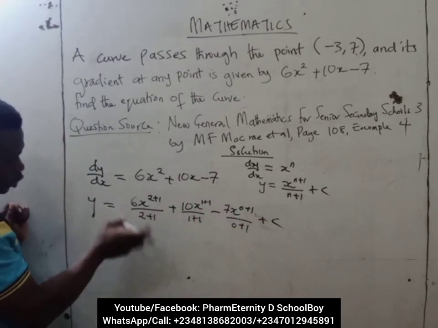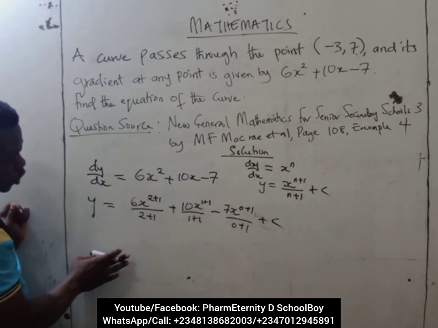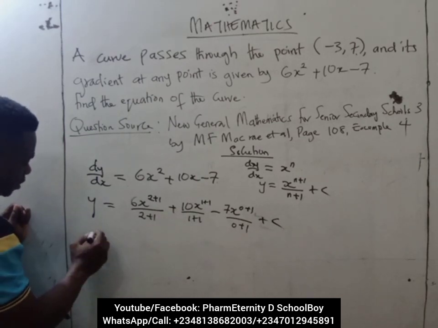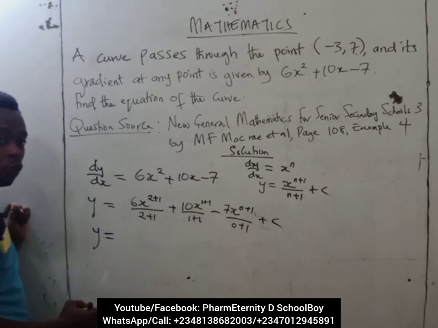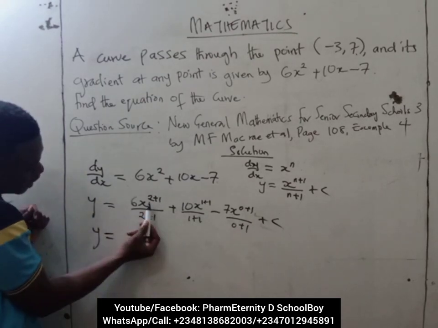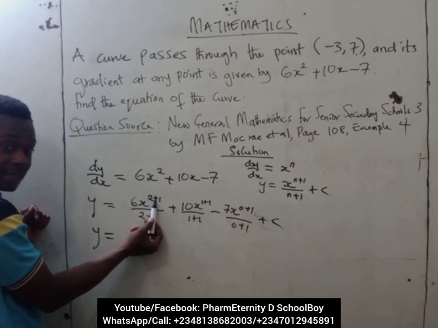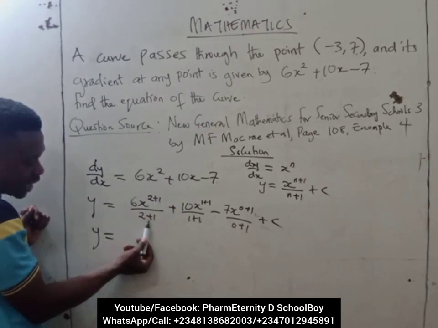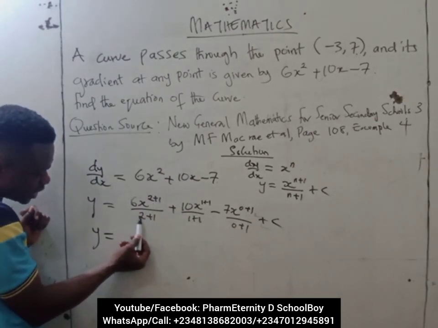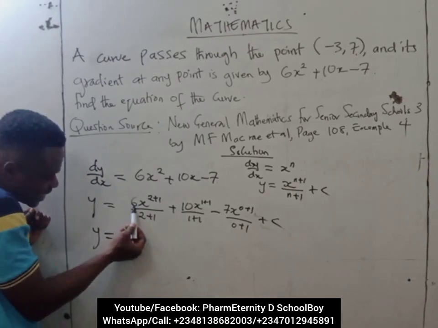Let's continue. Having got to this level, let me go straight and give us what y should be. This is actually 2 plus 1, which is 3. So this is 6x raised to power 3, and there is 2 plus 1, which is 3 here. So this 3 will divide the coefficient. So 6 divided by 3 is 2.